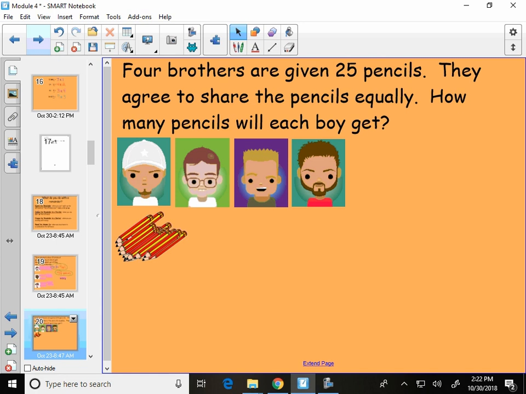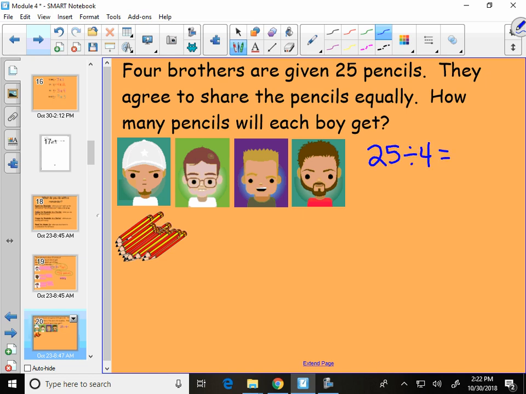4 brothers are given 25 pencils. They agree to share the pencils equally. So our math problem is 25 divided by 4. So I'm thinking, 4 times what gets me really close to 25? Well, I know 4 times 6 gets me really close. 4 times 6 is 24. Ooh, not 25, 24. So that means there's going to be 1 left over.